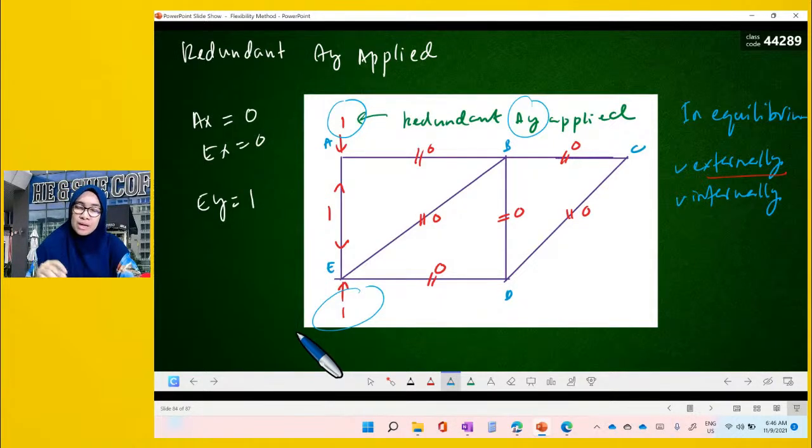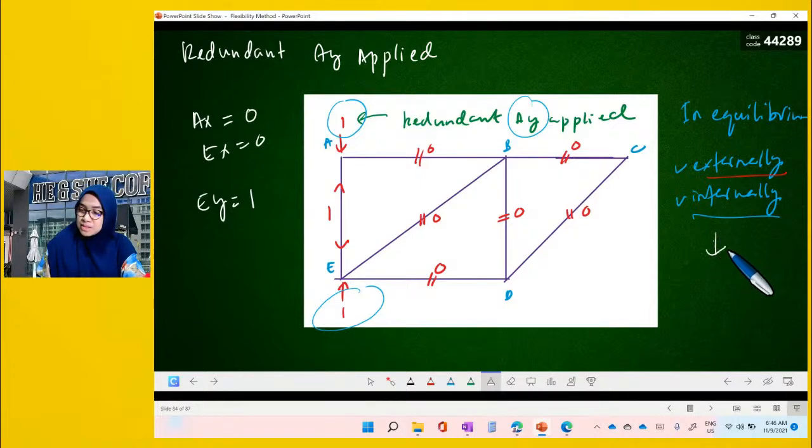Now after we have determined the externally equilibrium condition, we need to check the system internally. We have to make sure that at each joint the total Fy is balanced.